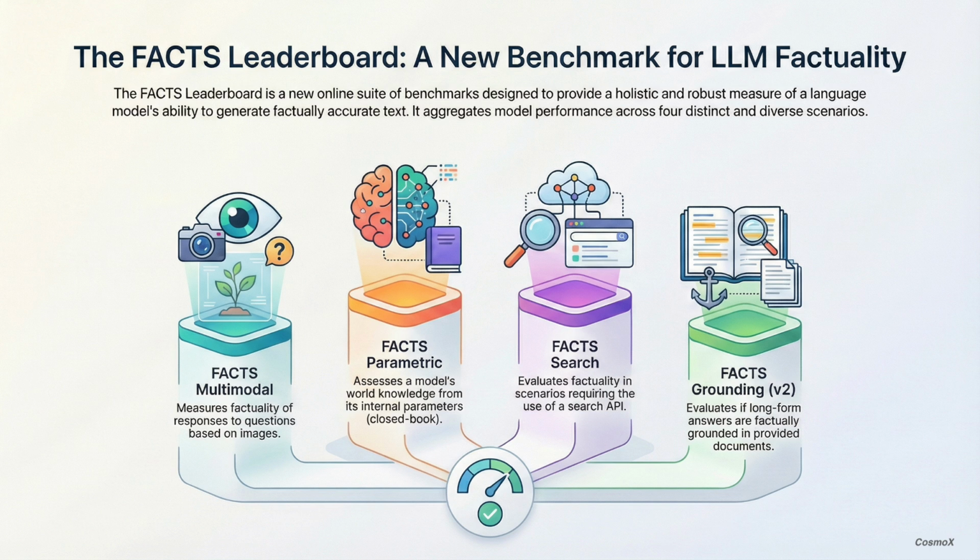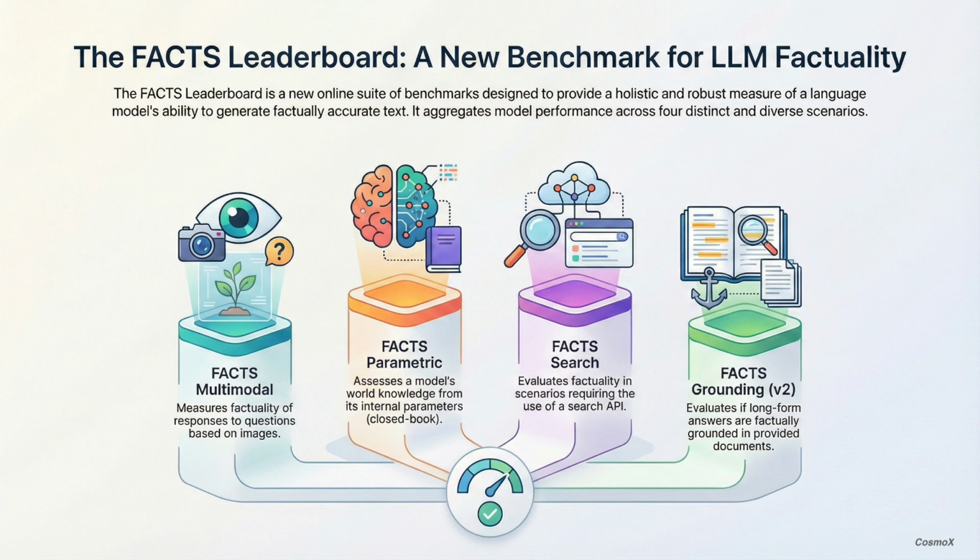Okay, so moving on from just text, we get to FACTS Multimodal. This is where it gets really interesting, right? Because now we're talking about images. Exactly. It's testing if the model can answer questions based on an image you give it. And that's a huge step. Factuality is no longer just about words. It's about seeing and understanding the world visually.